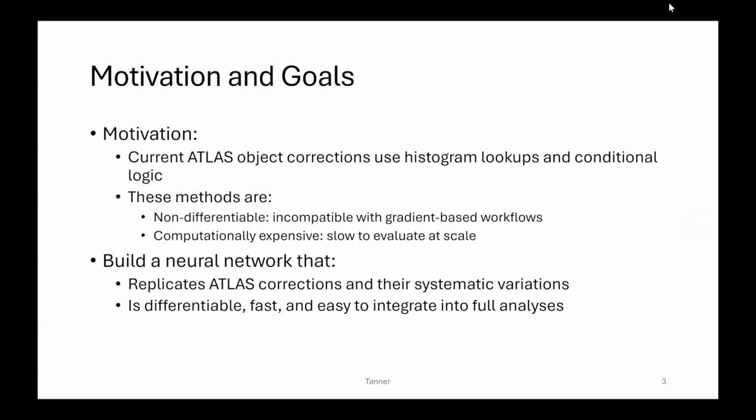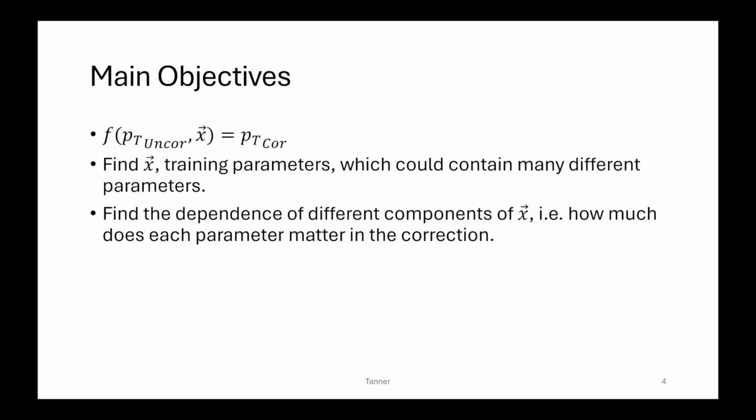So the motivation and goals for this project. The current ATLAS object corrections use histogram lookups and conditional logic. These methods are both non-differentiable and computationally expensive, so they're slow to evaluate at scale, and they won't work in gradient-based workflows because conditional logic is non-differentiable. So our goal here is to build a neural network, which would of course be differentiable, which would replicate the ATLAS corrections and their systematic variations. This would be differentiable, fast, and easy to integrate in full analyses.